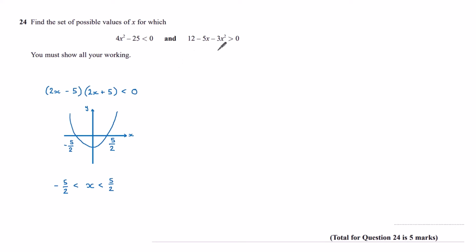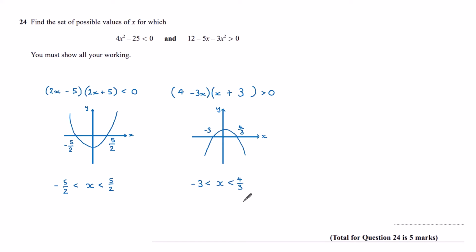This 12 minus 5x minus 3x squared, this factorizes to 4 minus 3x, lots of x plus 3. This then, again with another quadratic sketch, would give me crossing values of minus 3 and 4/3. Now this time the sketch is upside down because if we notice we've got a negative x squared. So in this sketch we go downwards, and since I want the values now greater than 0, I want the values bound by minus 3 and 4/3.